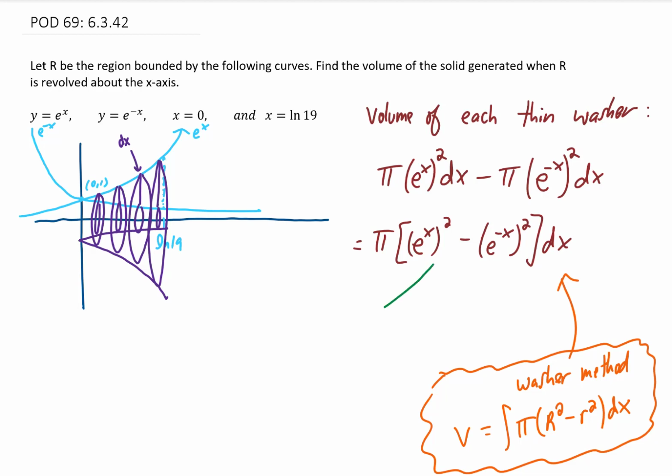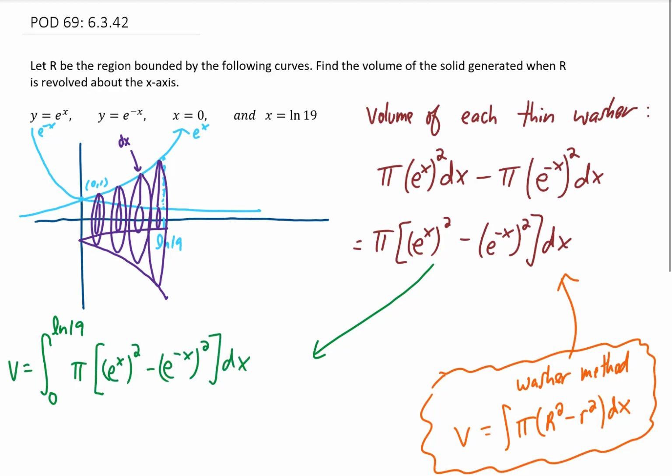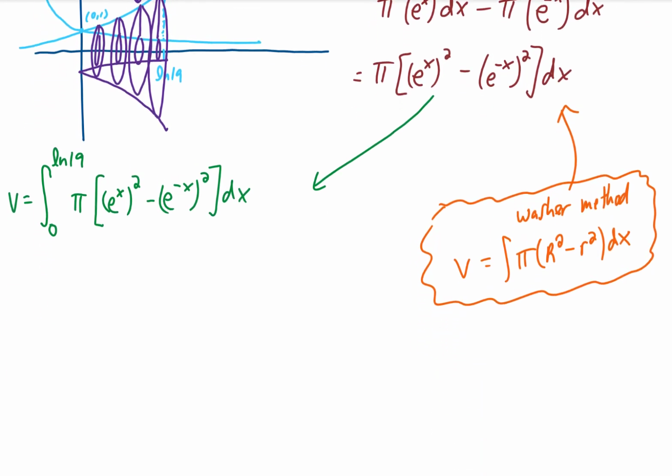What we need to do is add up all of the volumes of all of these washers. To do that, we integrate, and we're going to integrate from x equals 0 all the way up to x equals the natural log of 19. Okay, now this integral is going to give us our volume, so let's see if we can simplify and complete it. We used our rules for exponents here, and now we can integrate.